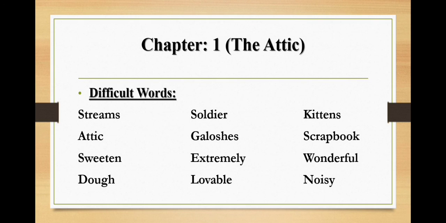Now students, here are some difficult words. Learn them with spellings. Now repeat after me. Streams, S-T-R-E-A-M-S. Attic, A-T-T-I-C. Sweeten, S-W-E-E-T-E-N. Dough, D-O-U-G-H. Soldier, S-O-L-D-I-E-R. Galoshes, G-A-L-O-S-H-E-S. Extremely, E-X-T-R-E-M-E-L-Y.